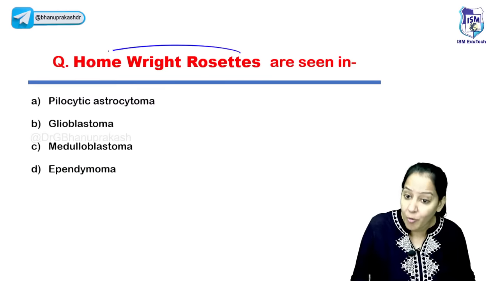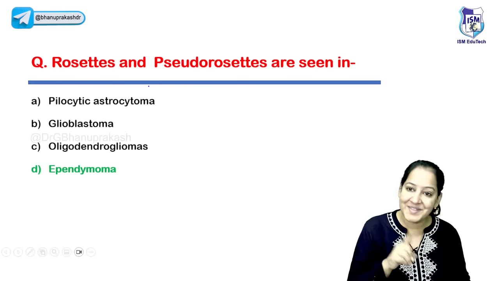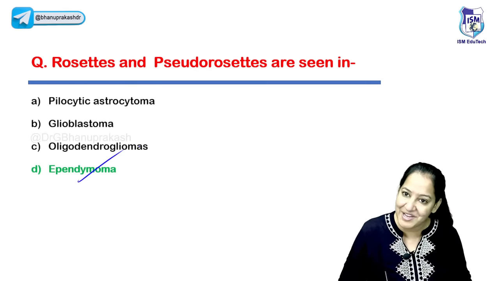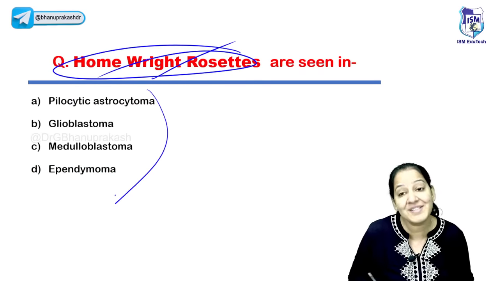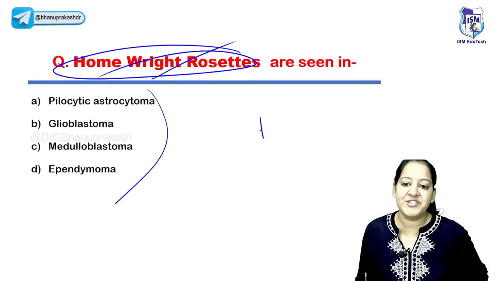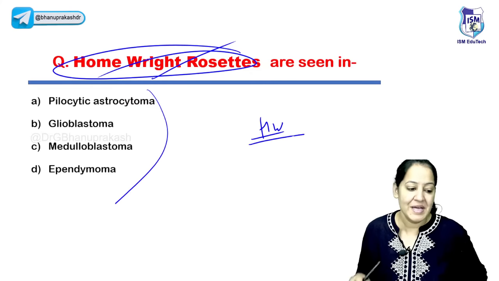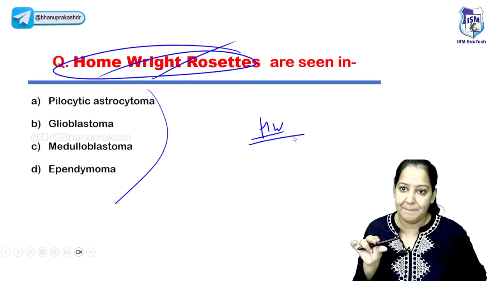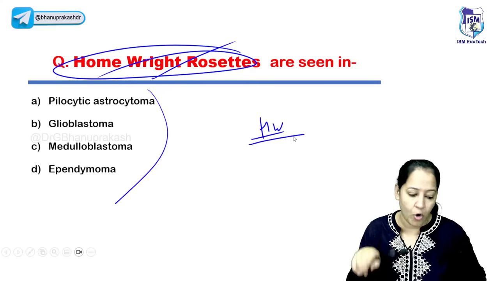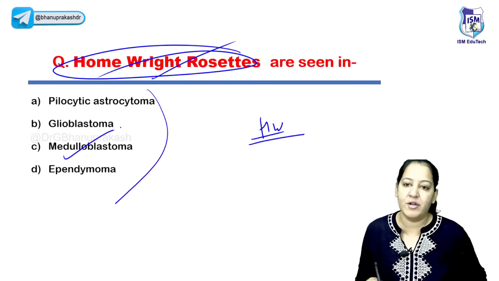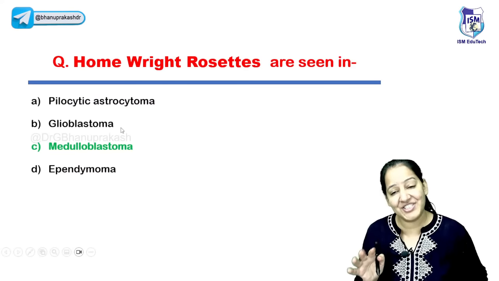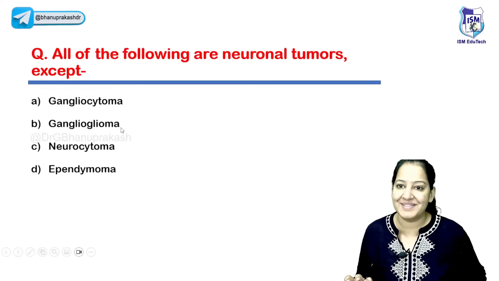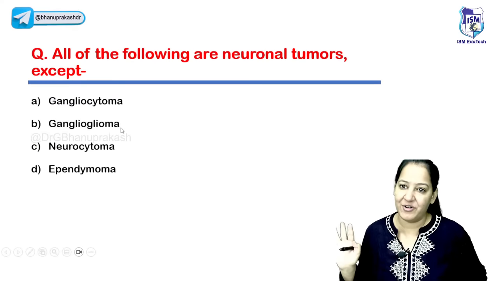The next question is Homer Wright rosettes. Now, these were the rosettes and pseudorosettes, and the answer is ependymoma. Okay, right. But Homer Wright rosettes are seen in, options are same. Would you like to change your answer? In Homer Wright rosettes, in the center there is a neuropil, the pink color neuropil, surrounded by small round blue tumor cells. It is seen in medulloblastoma. So you get questions like that. You have to take the catchy, important point in all the tumors, and your answer will be in front of you.